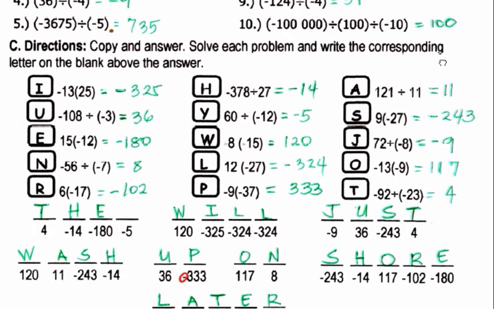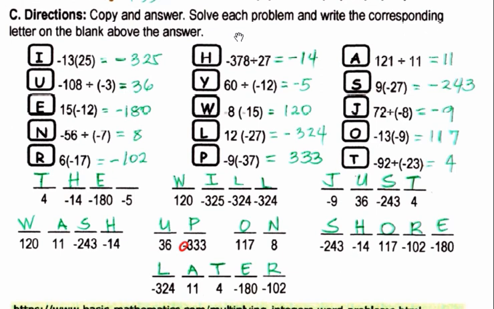Moving on to letter C. Solve each problem and write the corresponding letter on the blank above the answer. We have here the answer already, but let's try to operate first on this. For box I, it says negative 13 times 25. So it is equal to negative 325.